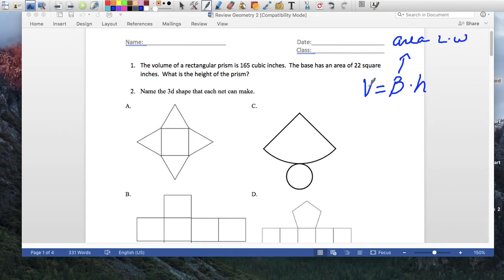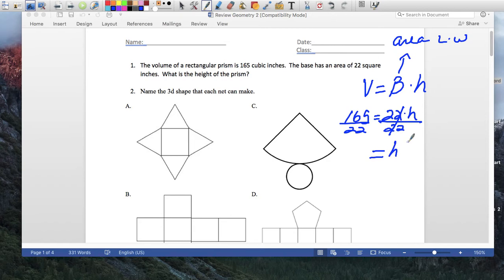So let's substitute what we have here. We have the volume is 165, so V is 165. The base area is 22, and we're looking for the height of this. So one way of reading this, you can read it as 165 equals 22 times the height, which is what we have to find. And to do this, remember when we do one-step equations, you can divide both sides by 22. Our 22's become 1, and we find the height.